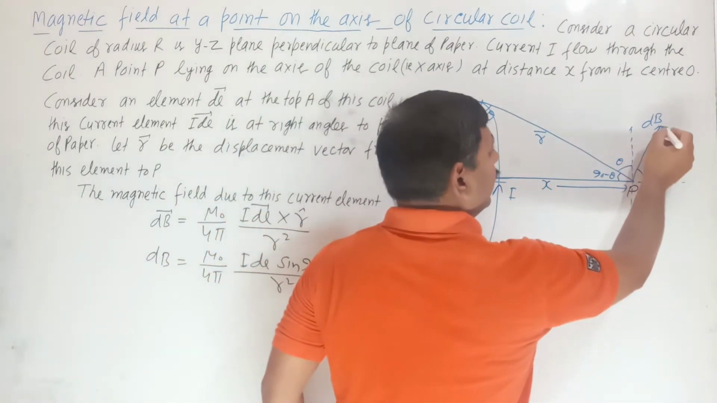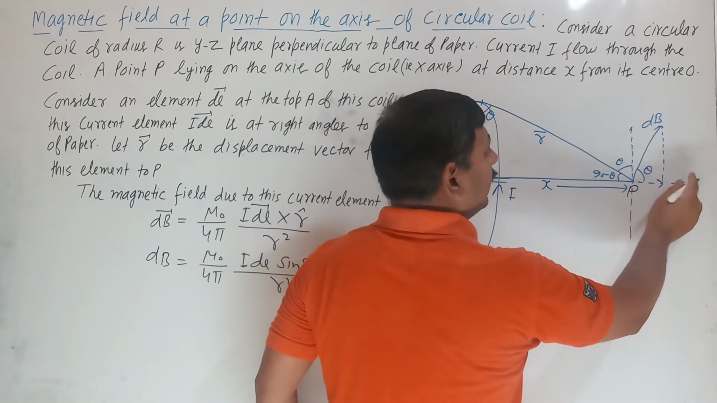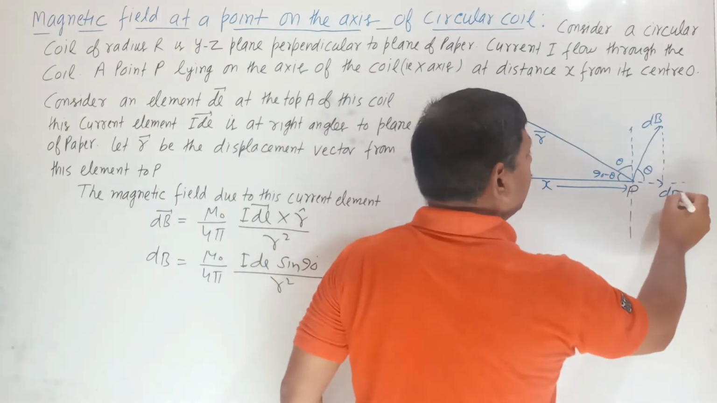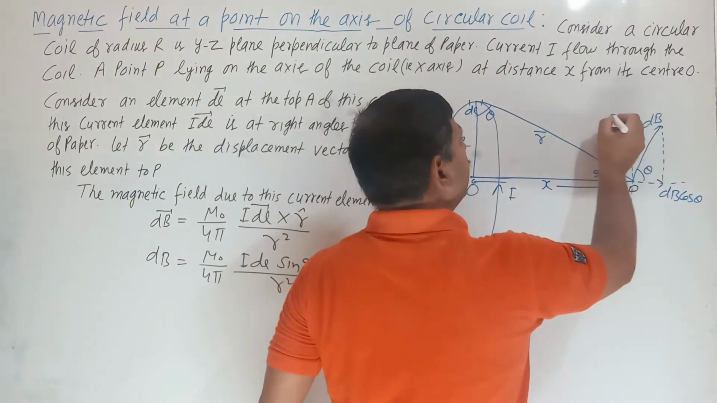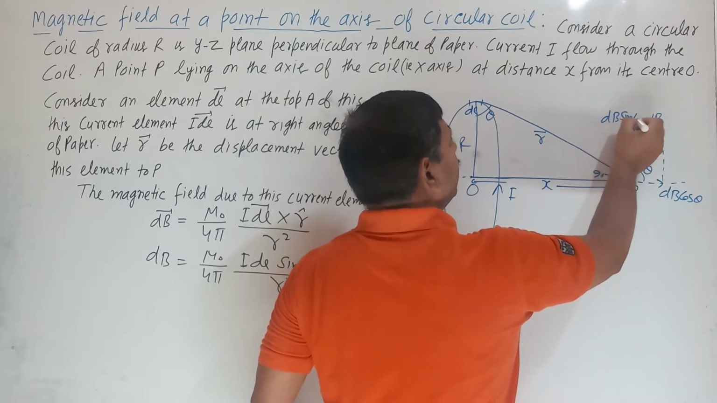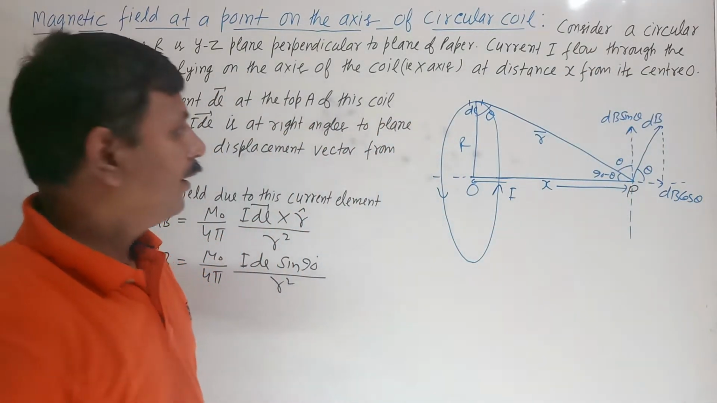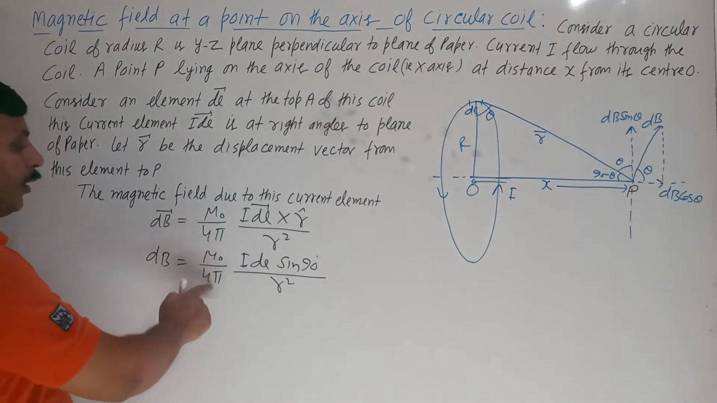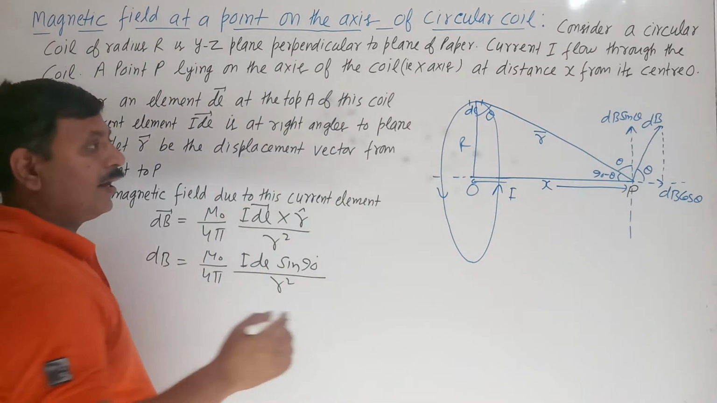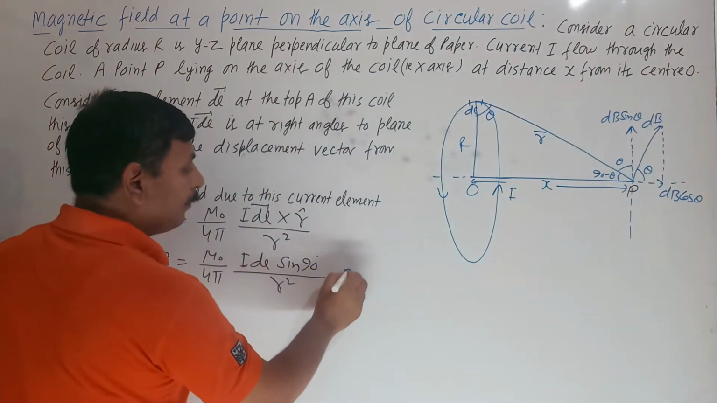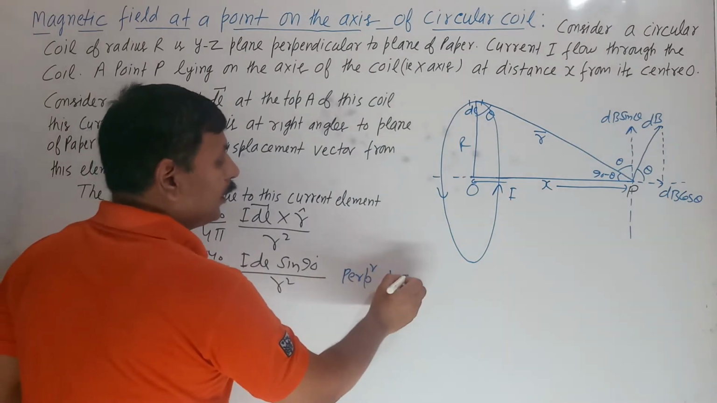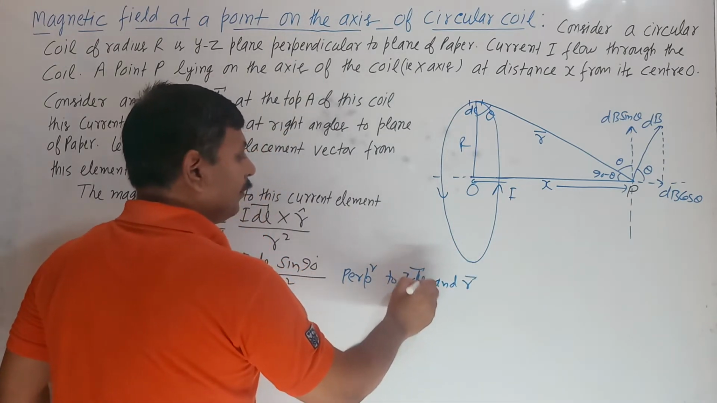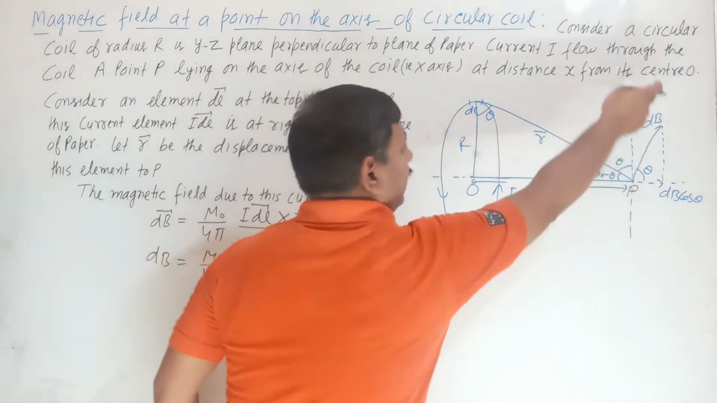So see here, if you are resolving the components, what happens? The component along the x-axis, or along the axis of the coil, is dB cos theta, and perpendicular to this is dB sin theta. Very important: what will be the magnitude of dB? The magnitude of dB will be mu naught I dl upon r square, and how will it be directed? Perpendicular to I dl and vector r. Okay, that I have shown in the figure.